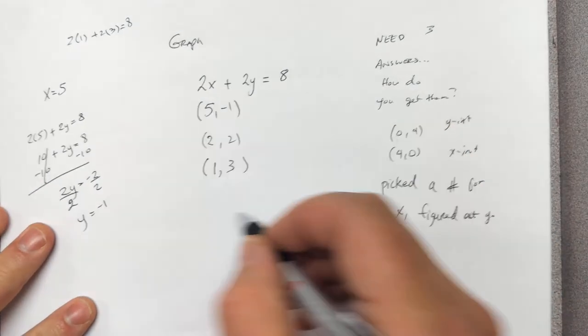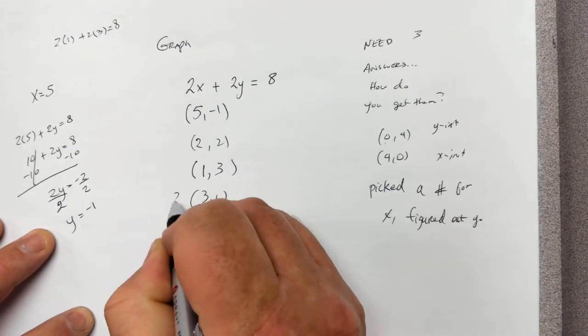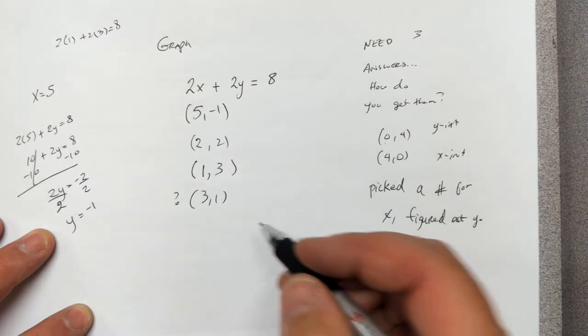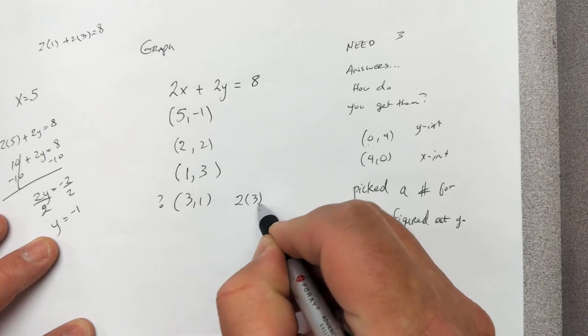Well, let's see if that works. Let's see if 3 and 1 works. Sometimes you can switch them like this, but sometimes you can't. It depends on the equation. So let's see if that one works, Jackie. You ready? Here's all you got to do. You check it.